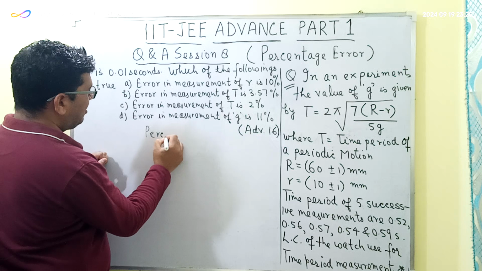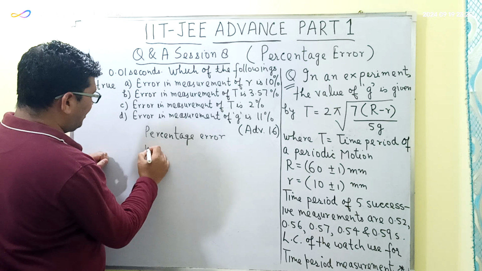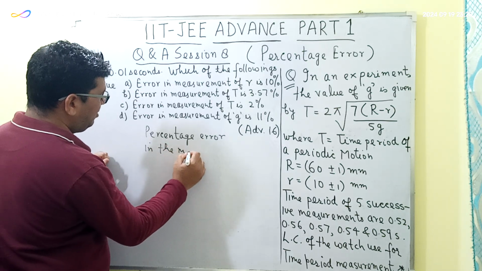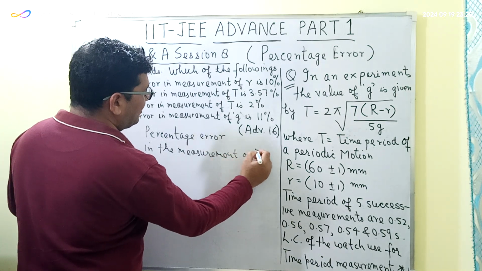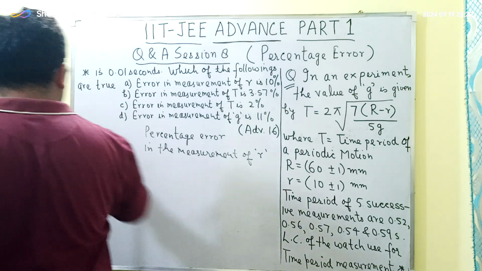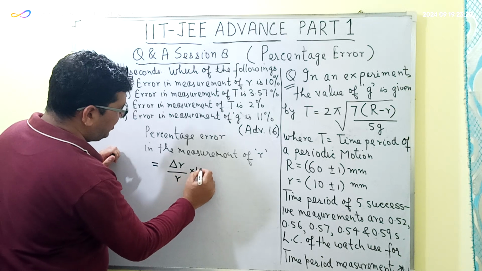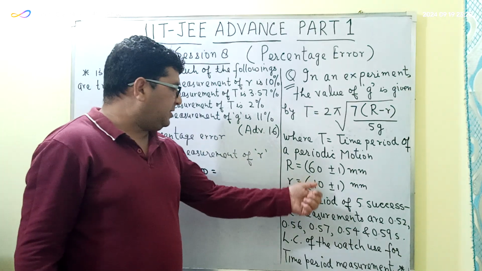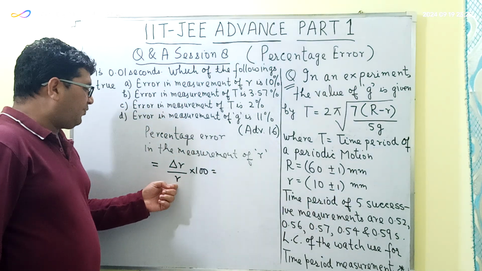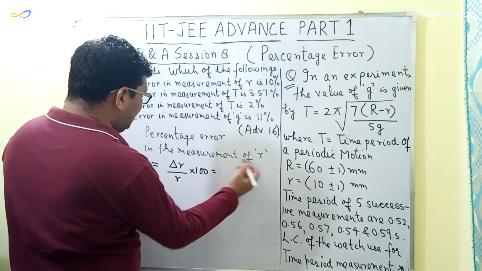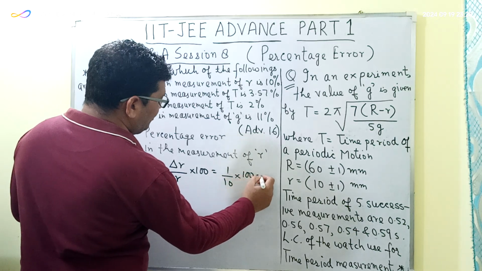So the percentage error in the measurement of small r will be given by delta R divided by R into 100, where delta R is the absolute error. Now here the absolute error in the measurement of small r is 1 mm and the true value of r is 10 mm. So the percentage error in the measurement of small r will be equal to 1 divided by 10 into 100. So this is equal to 10%.